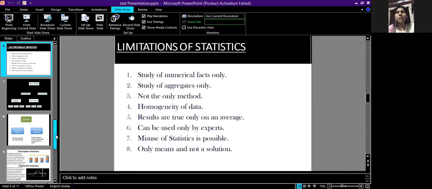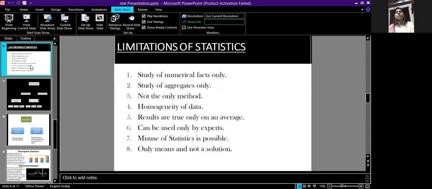It can also be taken as a limitation of statistics that there is misuse of data. That means the information which we have drawn from the data we have collected can be misused. That is a simple manipulation of data. A little bit of information is changed, and that can change the whole conclusion of the data, the whole conclusion of the research. So statistics can be misused also.